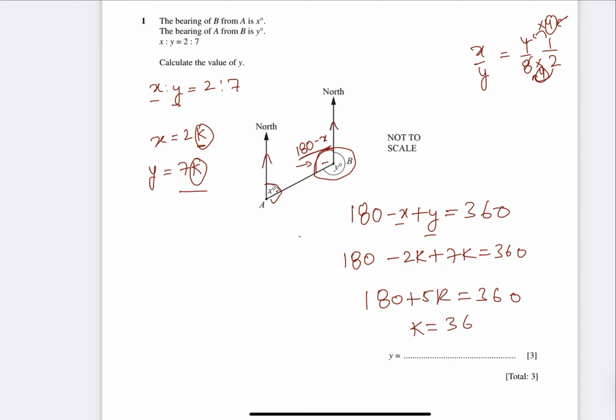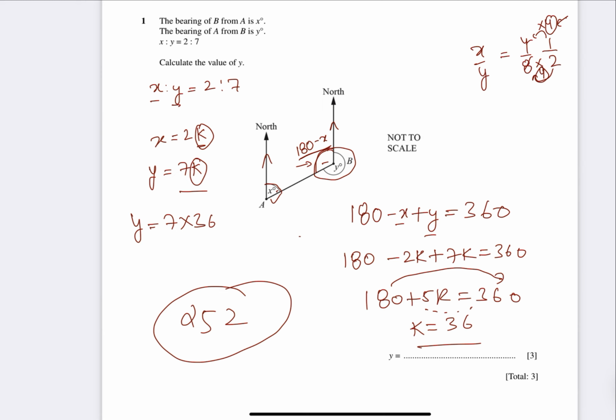k equals 36. 180 will be subtracted from there, and 5 will go in division. If k is 36, then y equals 7 times 36, that is 252. Very good, learners. You got this one also correct.